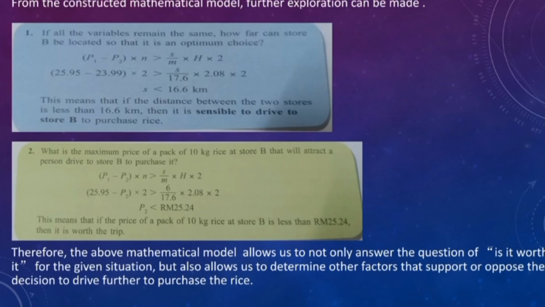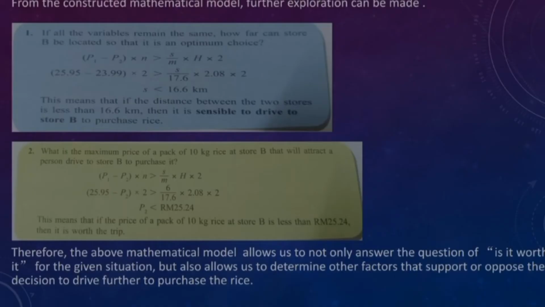Therefore, the above mathematical model allows us to not only answer the question of whether it is worth it for the given situation, but also allows us to determine other factors that support or oppose the decision to drive further to purchase the rice.